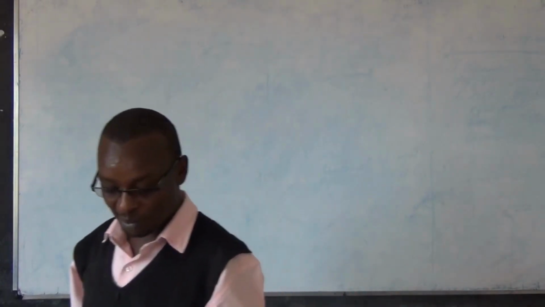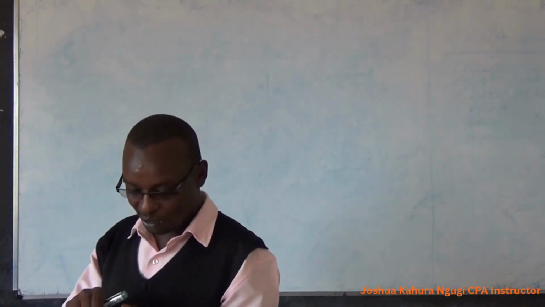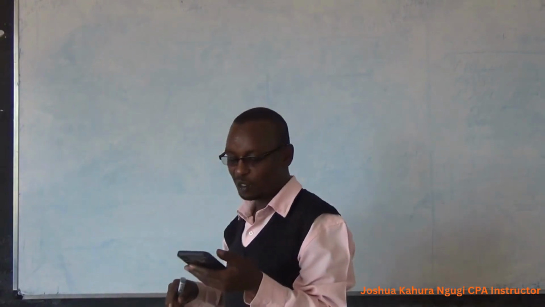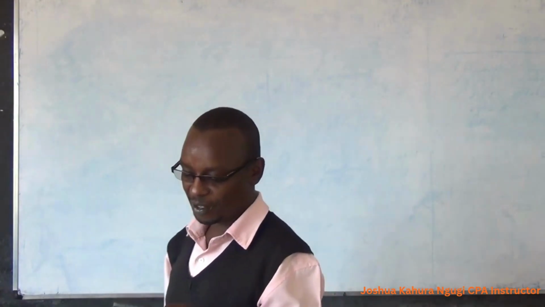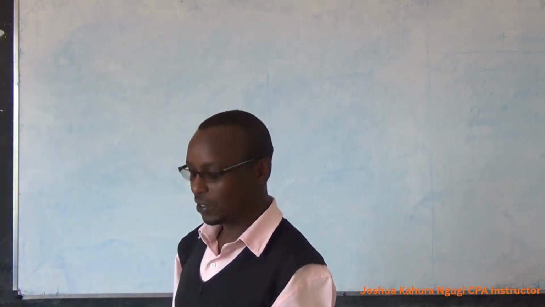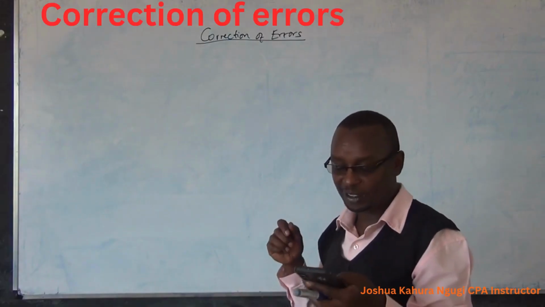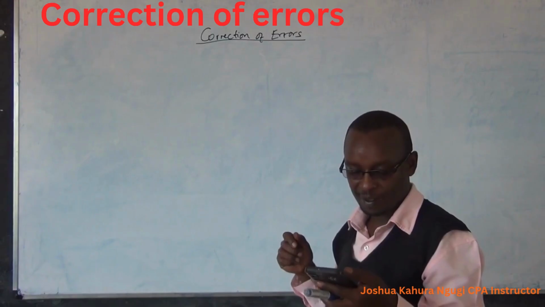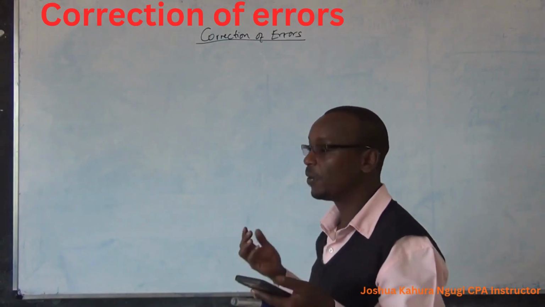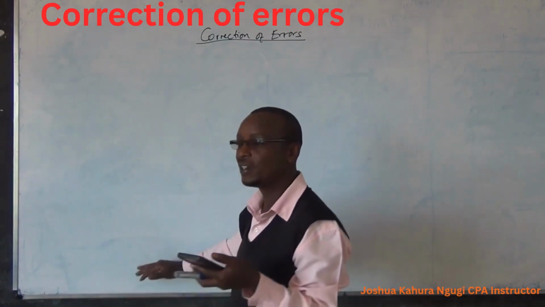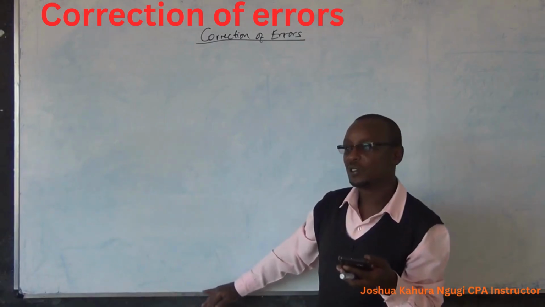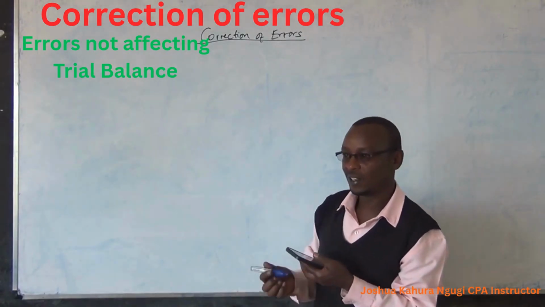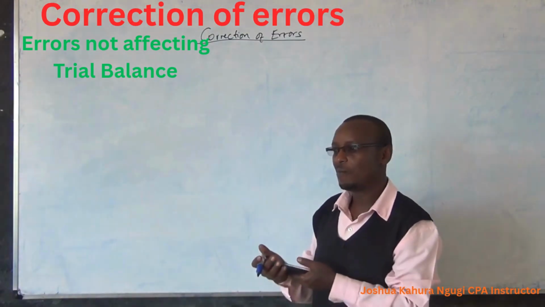When you extract the trial balance, the totals are said to be the proof that there was proper double-entry. The assumption is that if the trial balance totals agree, there is no error. Sometimes errors occur and still the trial balance balances.